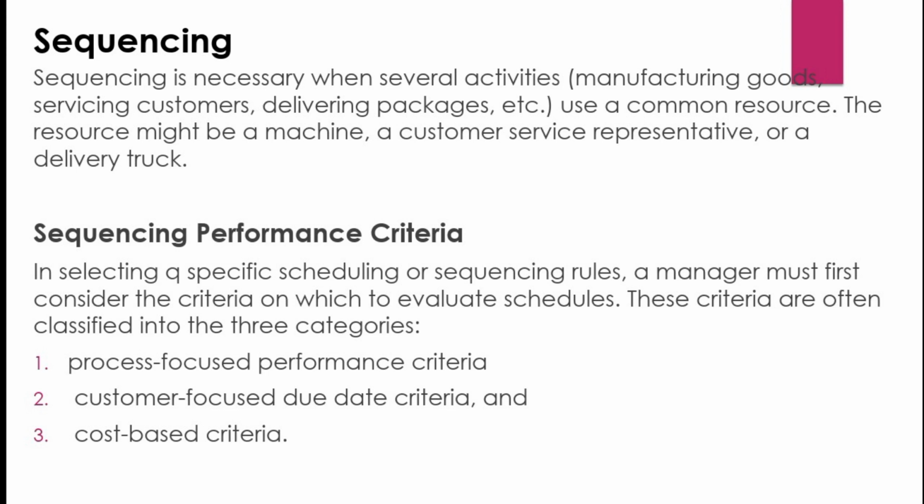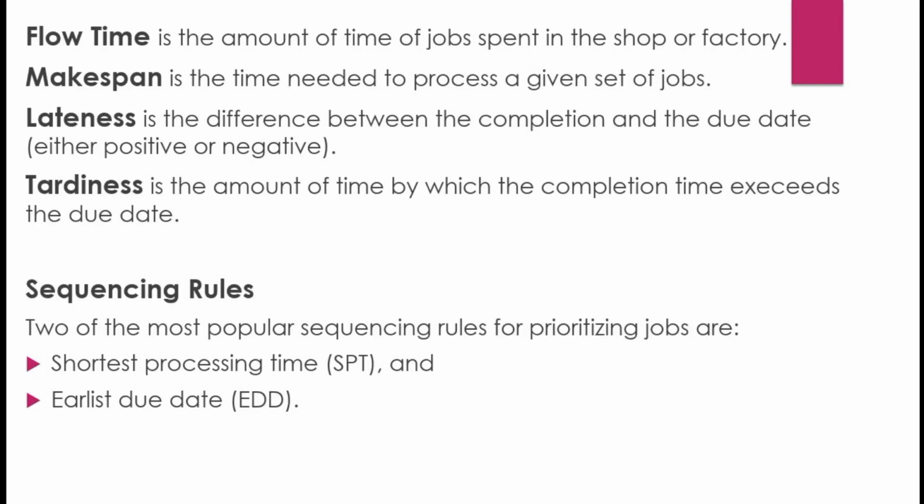Sequencing performance criteria. In selecting a specific scheduling or sequencing rule, a manager must first consider the criteria on which to evaluate schedules. These criteria are often classified into three categories. First, process-focused performance criteria. Second, customer-focused due date criteria. And 3, cost-based criteria. Flow time is the amount of time jobs spend in the shop or factory.